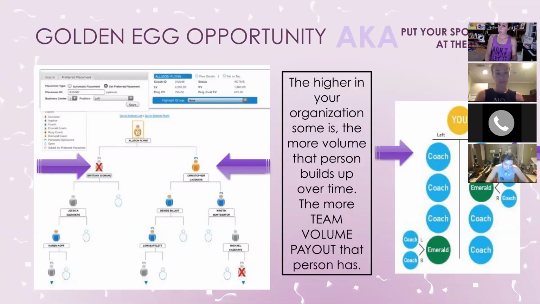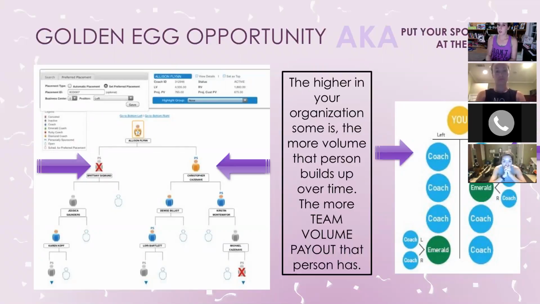Like I said many times, if you're not sick of hearing it, the golden egg opportunity are these top spots. So as a new coach, these spots are so valuable. I cannot keep saying it enough. You can even present it this way. I know I did when I started my second business center.